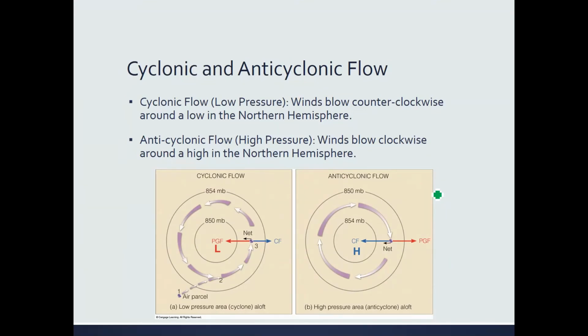Now, again, we're not going to worry too much about centripetal force. But what I do want you to know is what are called cyclonic and anticyclonic flow. Cyclonic flow is when wind is rotating around a low pressure. In the upper atmosphere, the wind flows parallel to these curved isobars. So it's going to flow like this. It's going to flow parallel to these curved isobars.